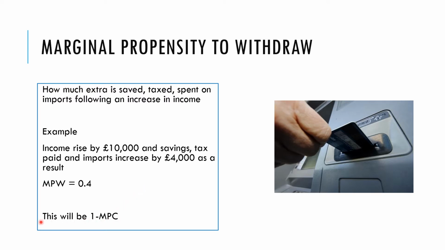It's worth noting that the marginal propensity to withdraw would always be 1 minus the MPC. So for example, if we said that 60% was the marginal propensity to consume, then they must, by definition, be withdrawing the other 40%.